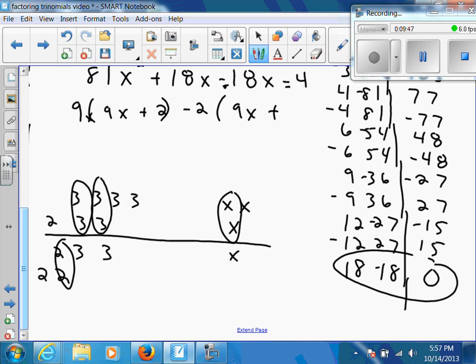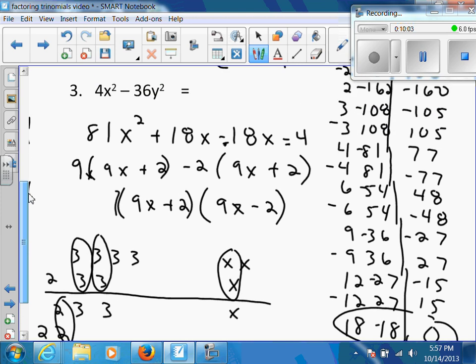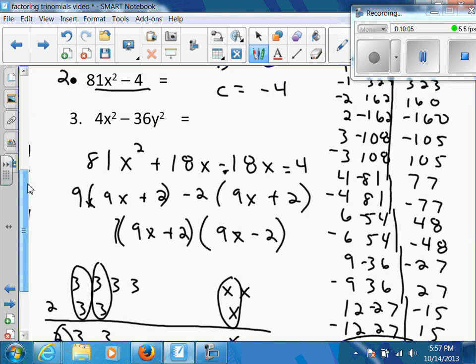Do my insides match? Yes, they do. So inside 9x plus 2, outside 9x minus 2. Now we need to check. Let's put our problem into Y1, my answer into Y2 and see if they match. Are we seeing a pattern? Yes. Yet.